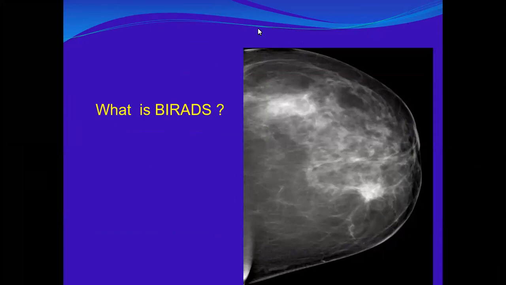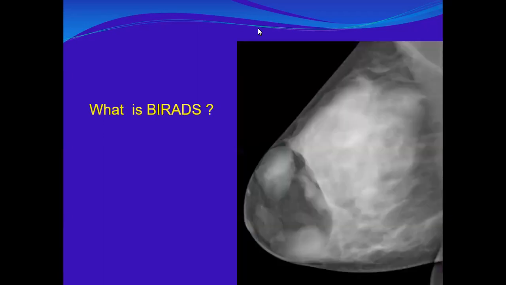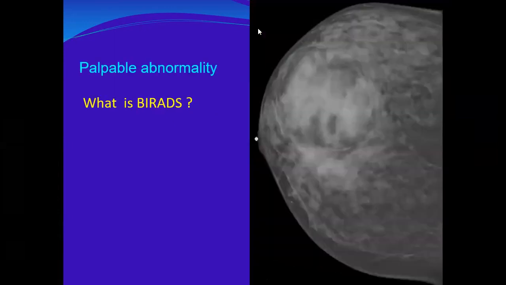Quickly, what is BI-RADS? BI-RADS 5. Why? Quickly, tell me: this is a spiculated mass, representing BI-RADS 5. And this one? A fat-containing, mixed density mass, hamartoma. Yes, BI-RADS 2. And this? Another fat-containing mass, BI-RADS 2, hamartoma again.